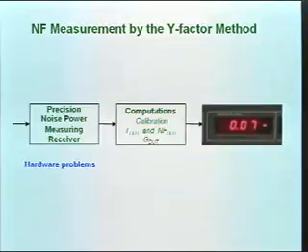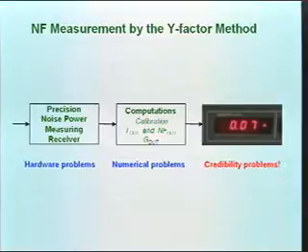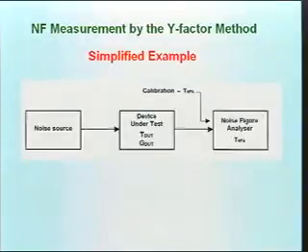The problems, therefore, are these. In the hardware, we have problems. There are what I've called numerical problems in the computations. And finally, of course, there are credibility problems in the readout. So we're going to take a simplified example and try to show you in a more visual way than we've been able to do in the proceedings how the errors arise.